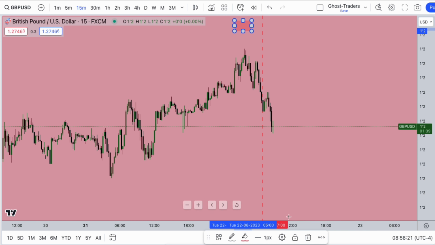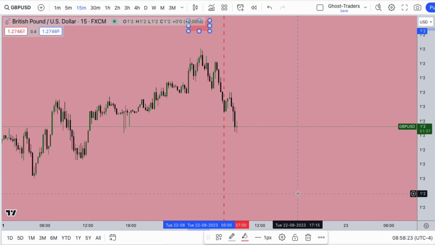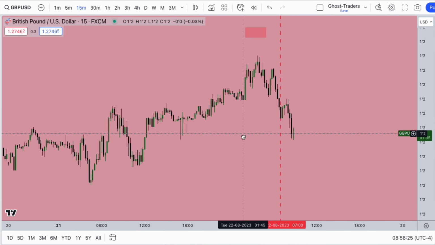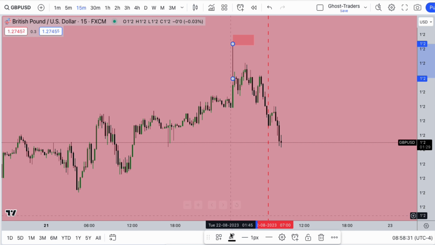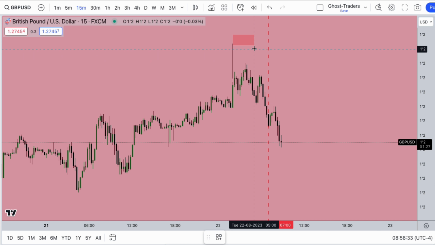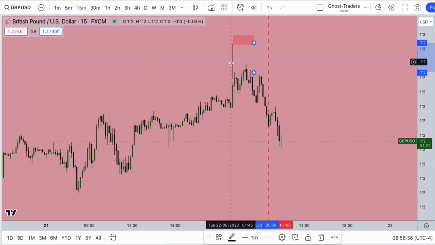So here is what we have here. Let me just indicate the area. Basically this is the London kill zone, 2 a.m. to 5 a.m., London kill zone.